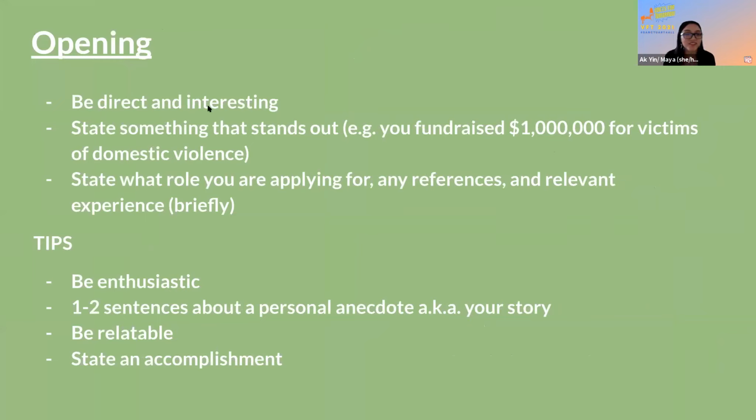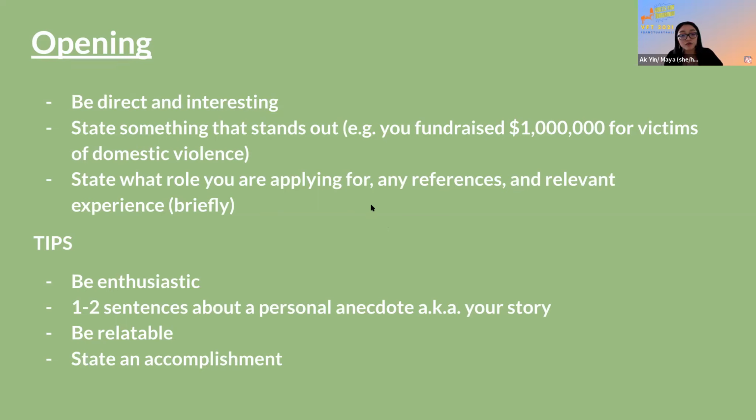Awesome. Cool. So for the opening, you want to be direct, and you want to also be sure that you're interesting. Say something that stands out, like if you fundraised $1 million for victims of domestic violence, put that. Numbers are a great way to grab attention, especially in a paragraph format where you're just looking at these little characters. So it's a great way to put numbers when appropriate and possible.